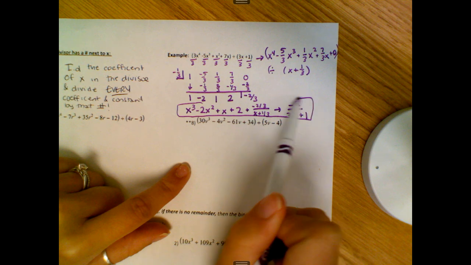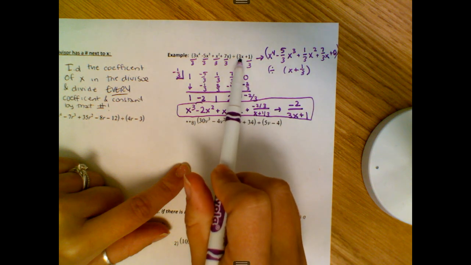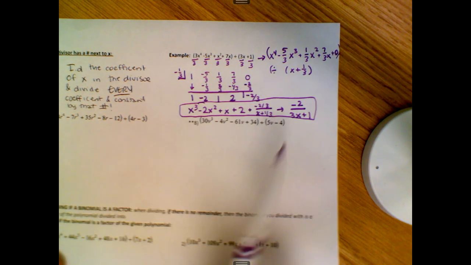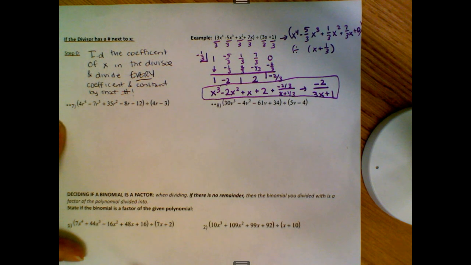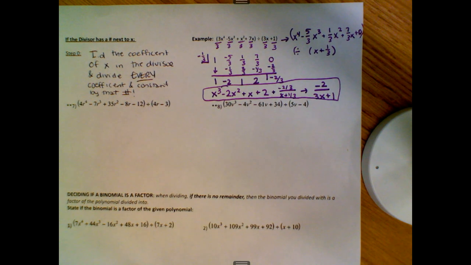So be aware, if there's a number next to the x in the divisor, you have to do that. So for 7 and 8, you have to do that. For 1, you have to do that there as well. All right, so that's synthetic division of polynomials.